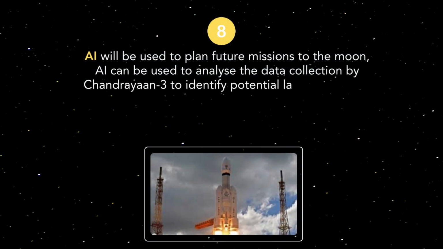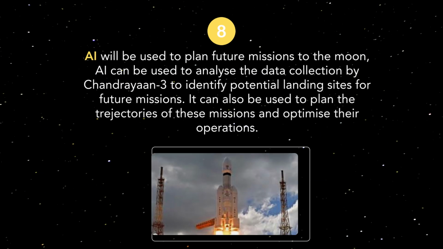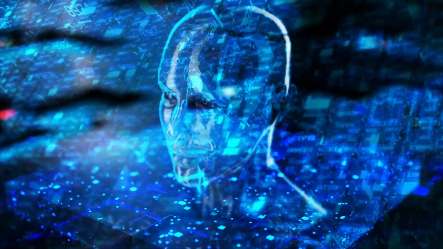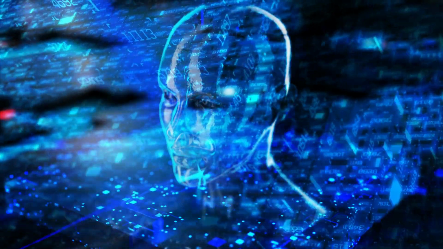AI will be used to plan future missions to the moon. AI can be used to analyze the data collected by Chandrayaan-3 to identify potential landing sites for future missions. It can also be used to plan the trajectories of these missions and optimize their operations.